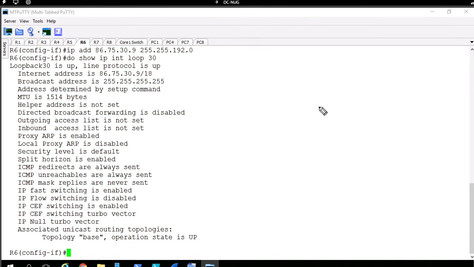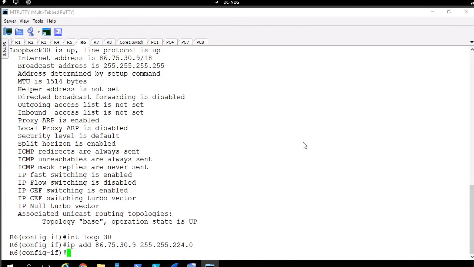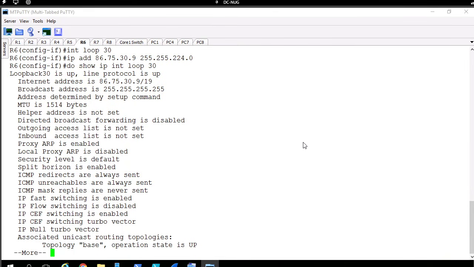Now, to prove that and to verify that, we could go back to our interface, which we're at. I'll just go to interface loopback 30 to make sure I'm on the same interface. And let's put in the IP address again, except this time, instead of 192, let's go ahead and put in the IP address of 224, which represents those 3 high order bits in that third octet, .0, press enter, and then we'll do a show IP interface for loopback 30, and check it out.